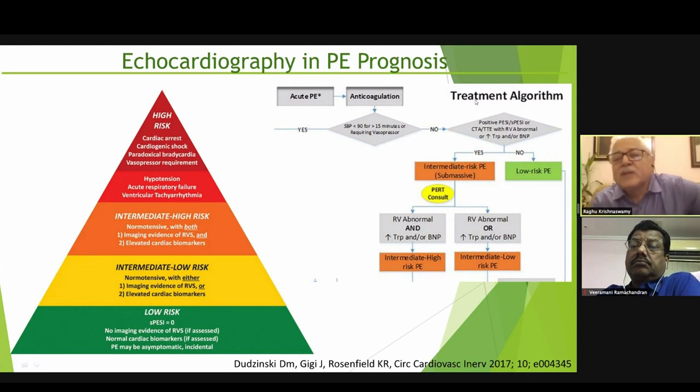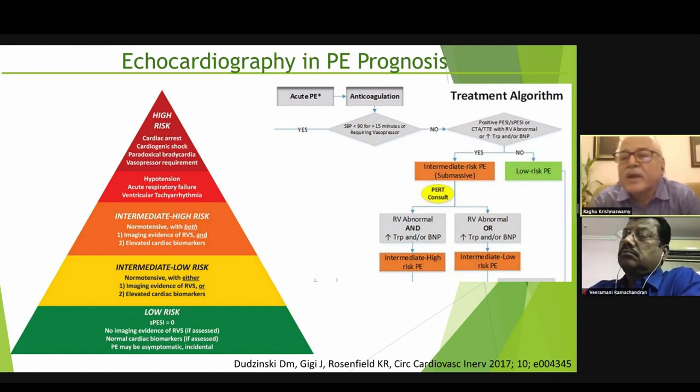Now, when you're given this kind of a setup, then there is a suspected pulmonary embolism, and you remove the high risk category altogether. Then you calculate the PESI score. PESI is the pulmonary embolism severity index, and if that is significant, then you do an echo. If the echo is abnormal, then you label them as intermediate risk, depending on whether the troponin is positive or BNP is raised. Now, if this is the case, then echo helps in categorizing.